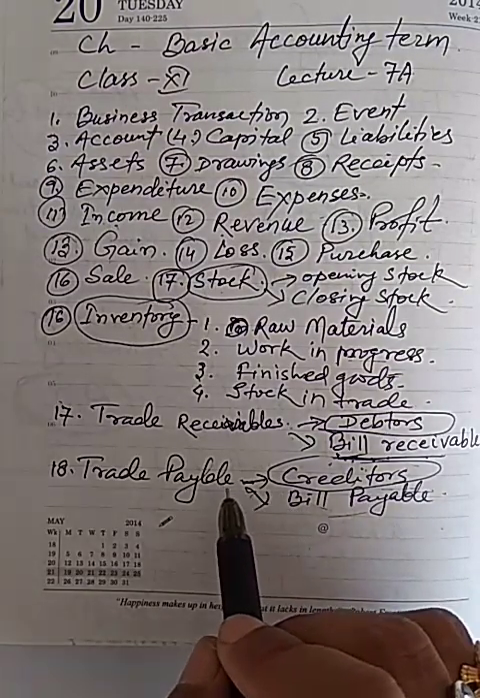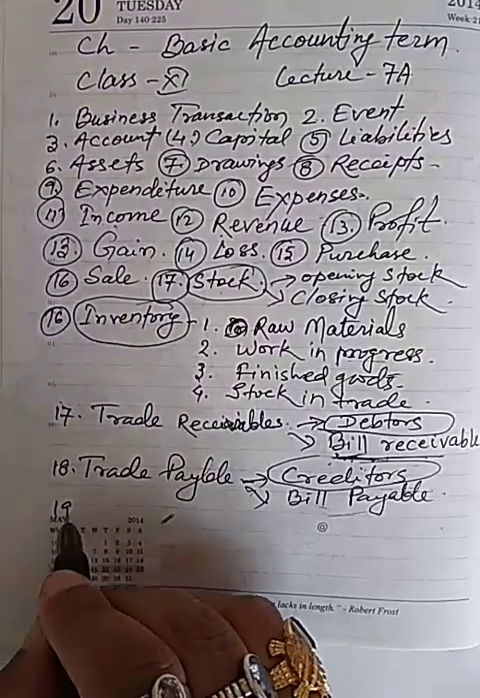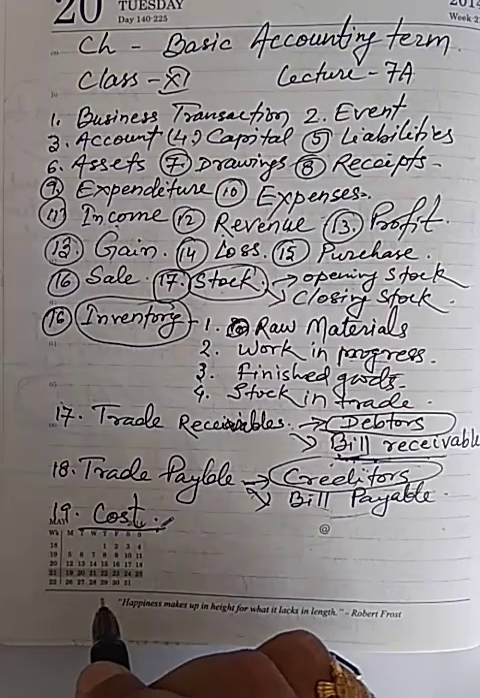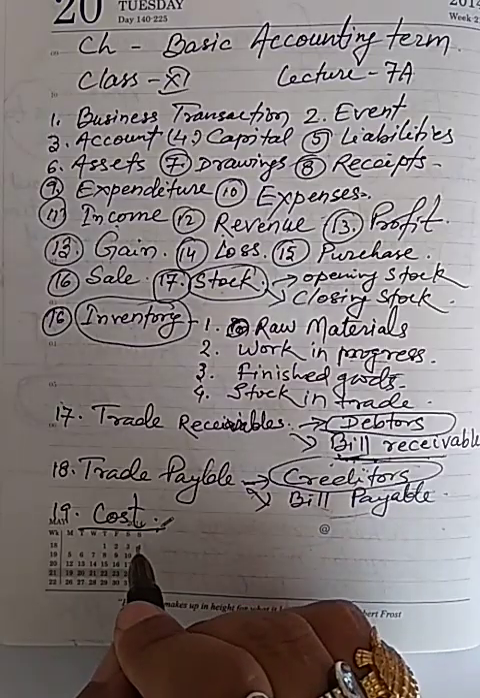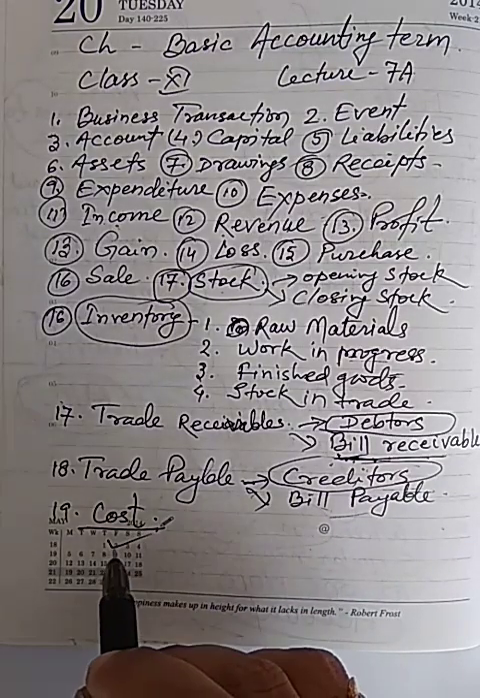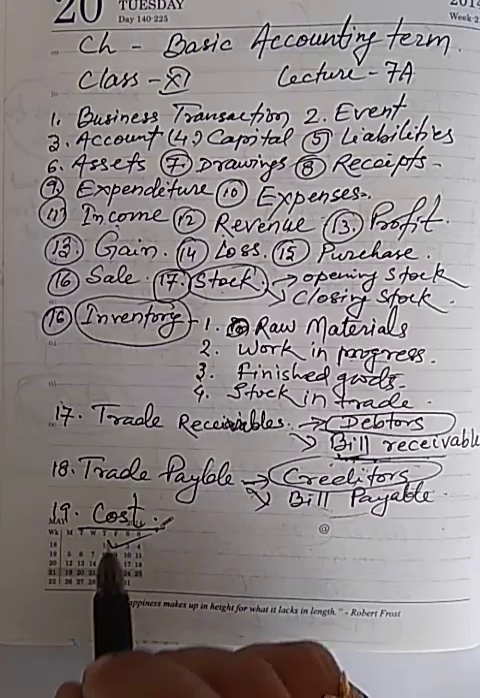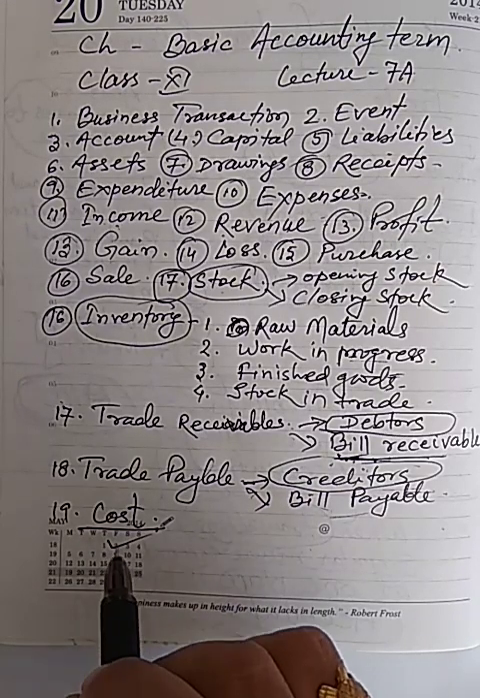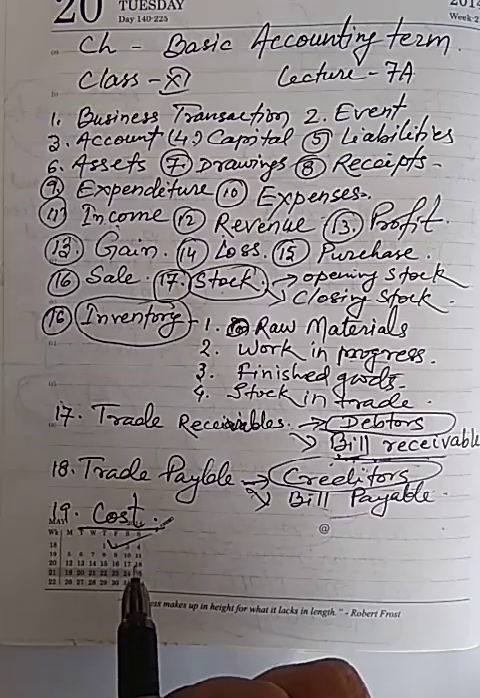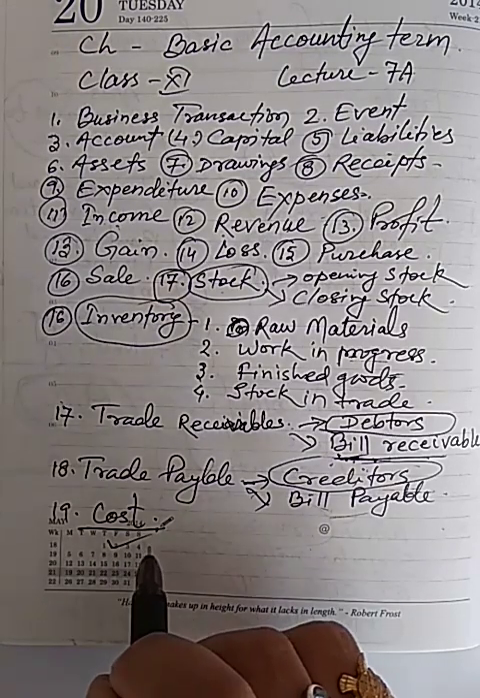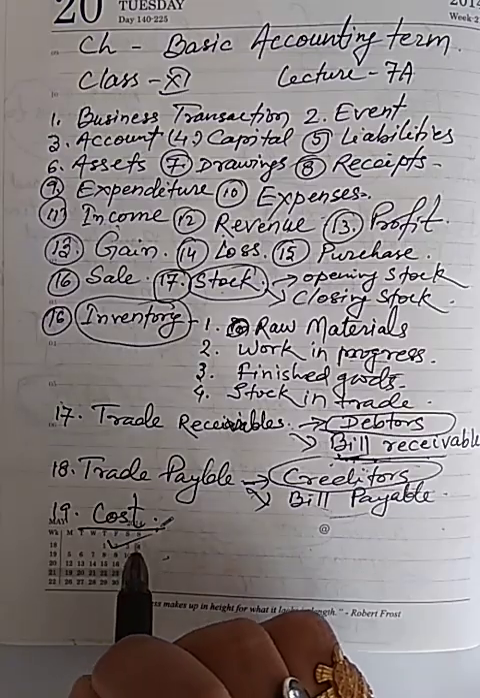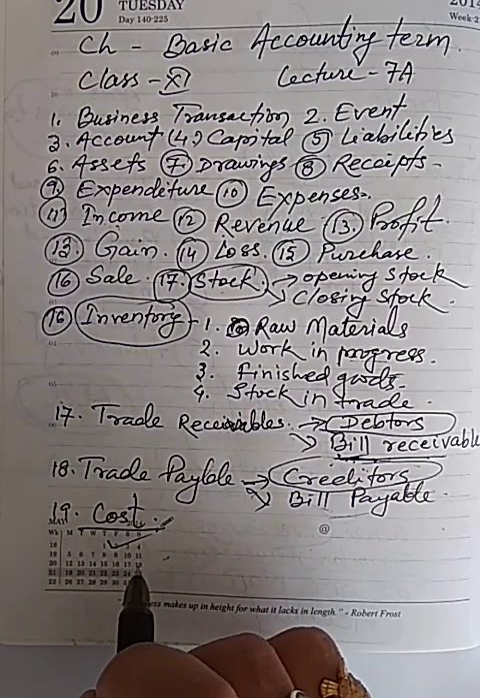Now, next point is cost. Cost can be termed as the amount of resources given up in exchange for some goods or services. The resources given up are money or money's equivalent, expressed in terms of money. For example, cost of machinery will include purchase price, freight, and installation expenses, etc.